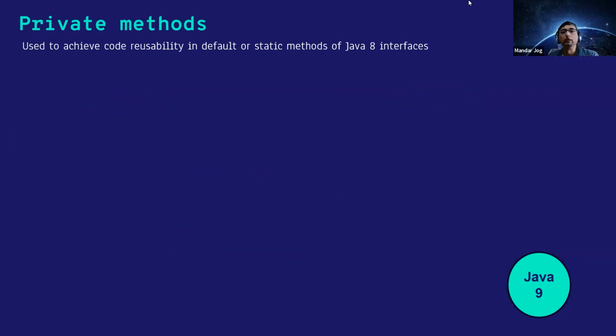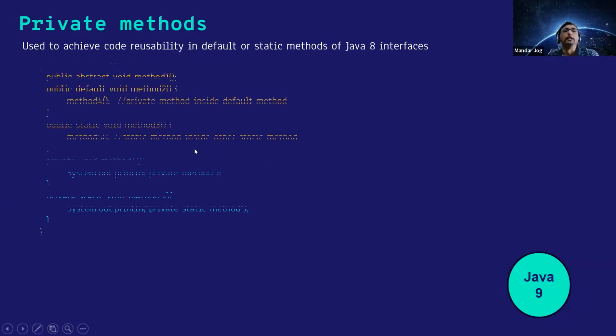code reusability in the default or static method of Java 8 interface. Now, as I mentioned again, interfaces with the concrete method itself is something which is beyond digestion, because for years we talk about maybe interfaces without any concrete methods. By default, interfaces contain the abstract methods, collection of the abstract methods and all that thing. But over here, private methods are introduced in Java 9 to achieve the code reusability in the default or static methods of Java 8. See how it looks like typically.